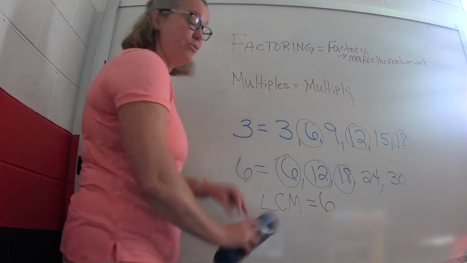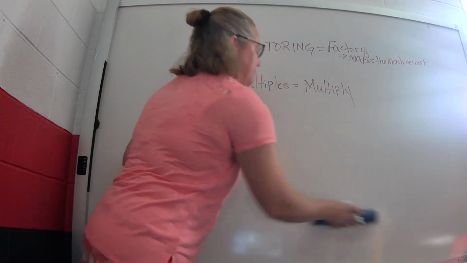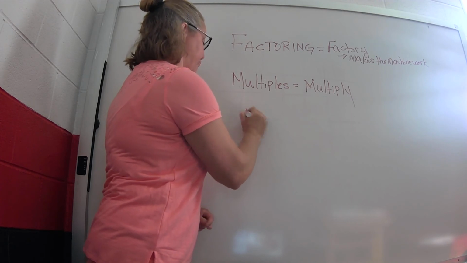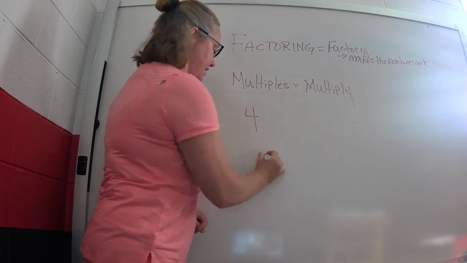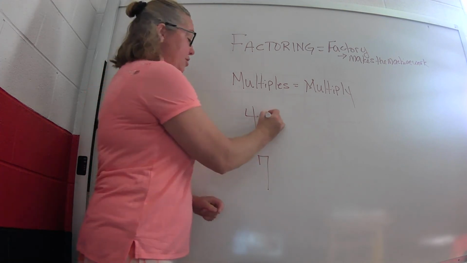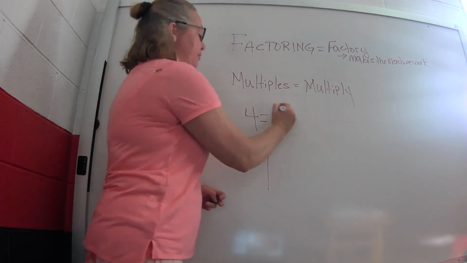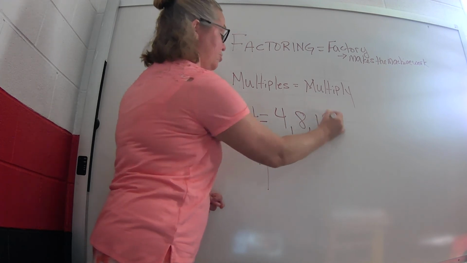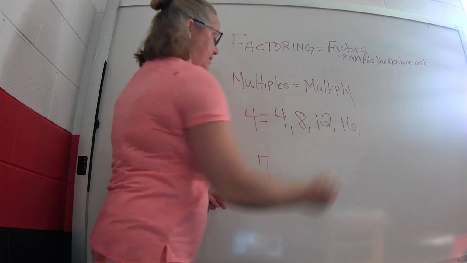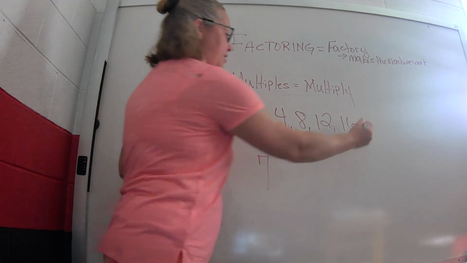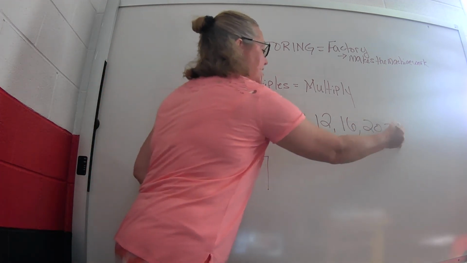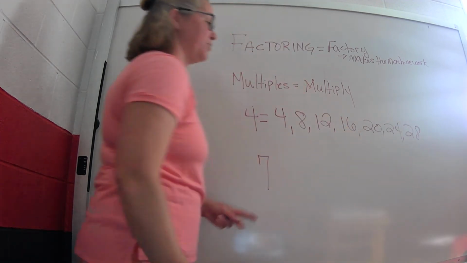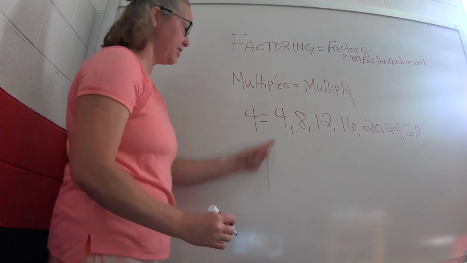Let's compare 2 more numbers. All right, what if we have, let's do a 4 and 7. All right, so our multiples of 4: 4, 8, 12, 16, we have 20, 24, 28, and we could continue if we wanted to, but let's just leave it as that.